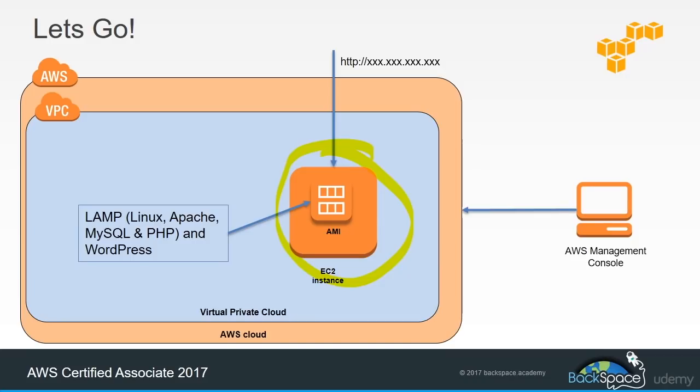And that will allow us to go to the public IP address of this EC2 instance, and we will be served up a web page from that WordPress application. And we'll do that using the AWS Management Console.